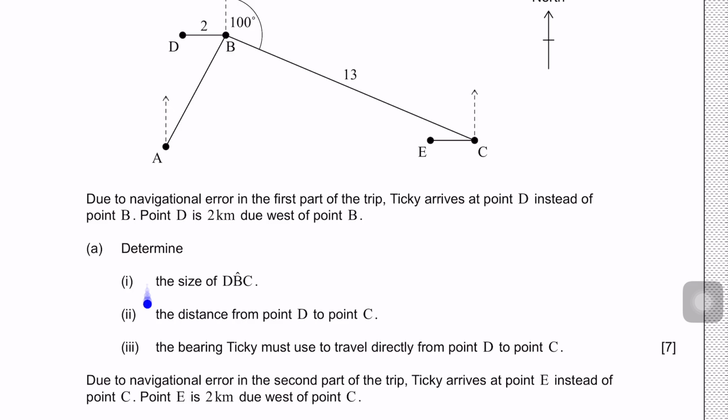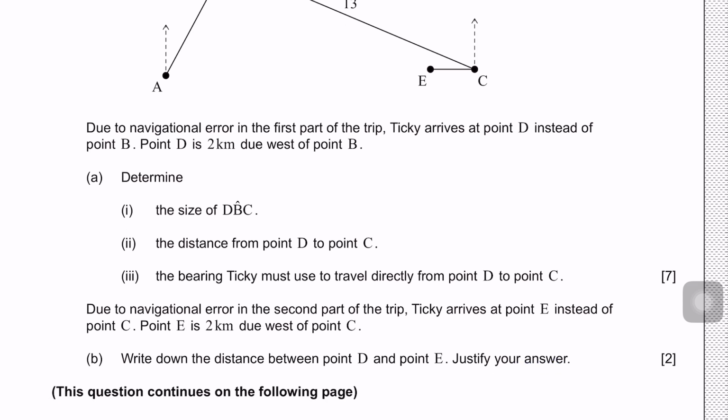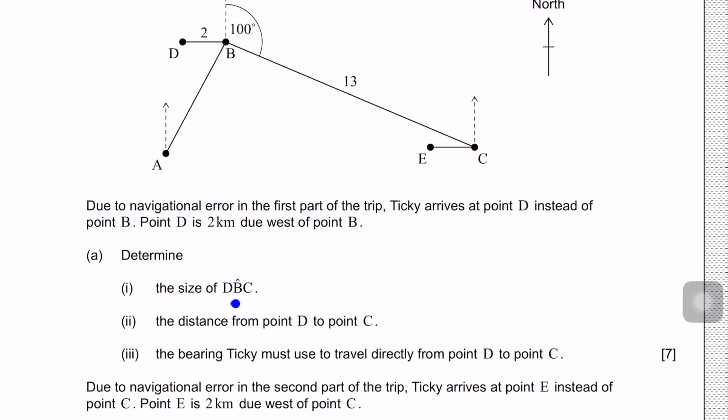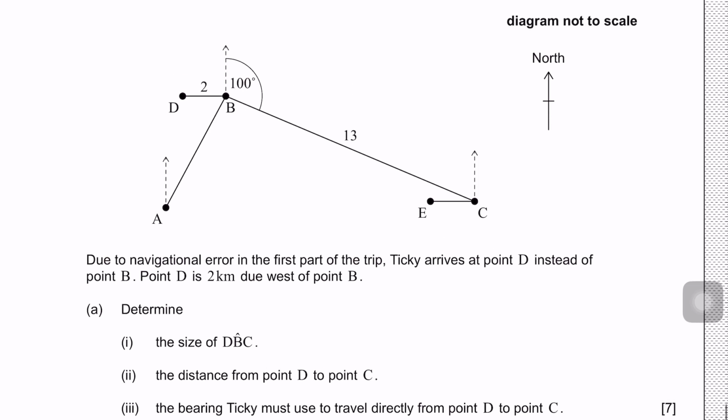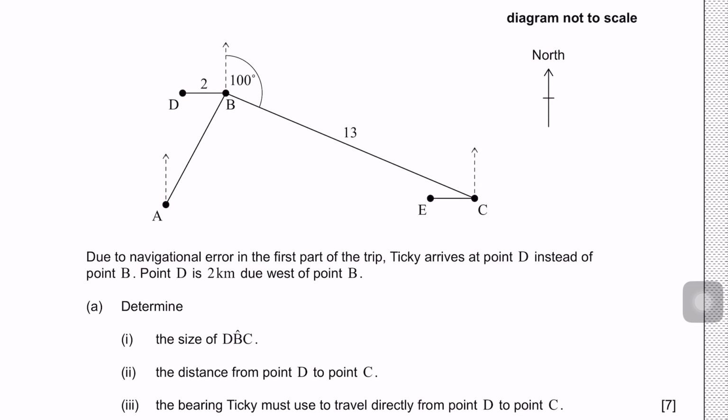Part A, we have 3 parts to this question, and then we have one final question at the end. Part A asks us to determine the size of DBC. So remember this top hat right here is the angle that we're looking for. It is between DBC. This is also a way we might see it, but this top hat tells us the angle that we're looking for, and these are the 3 points that make up the angle. DBC.